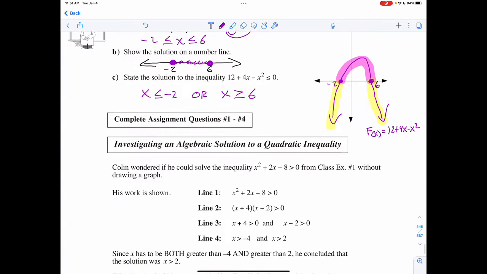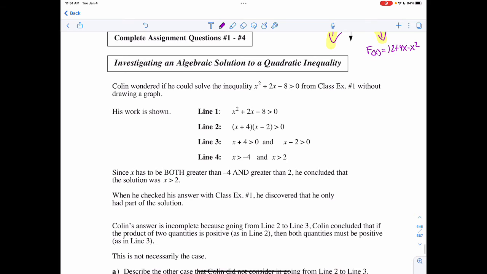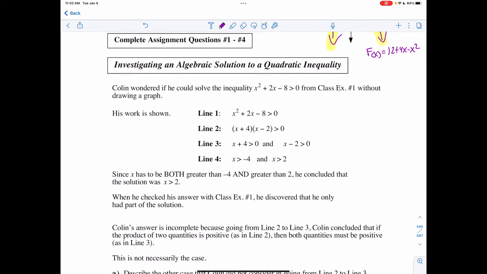Now this is how to do it graphically, but we can take a look at how to do it algebraically. So Colin wondered if he could solve the same inequality from example 1 without drawing a graph. In his work, he said x squared plus 2x minus 8 is greater than 0. He factored the quadratic like you would if it was equal to 0, using a factoring method to solve the quadratic, and got x plus 4 and x minus 2.